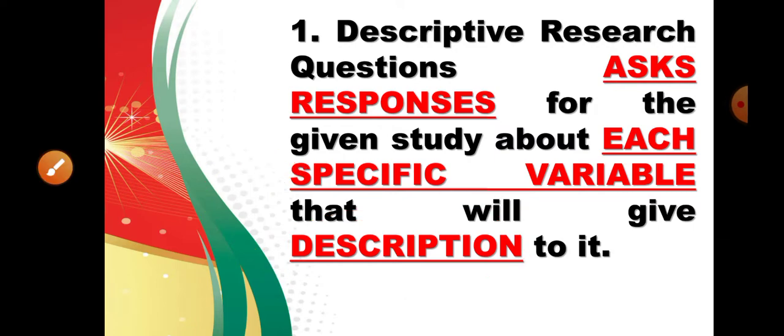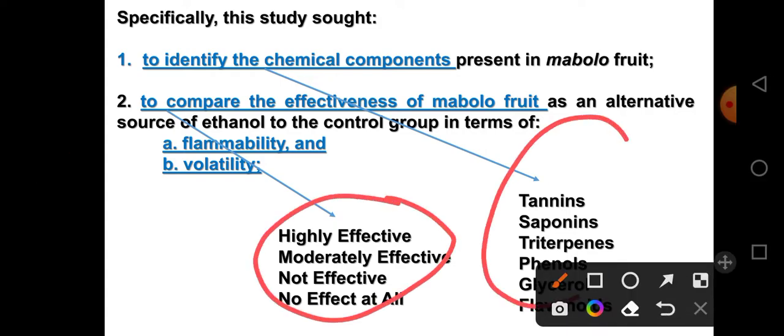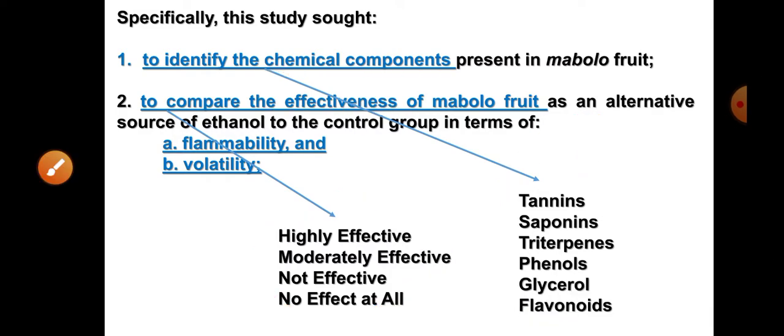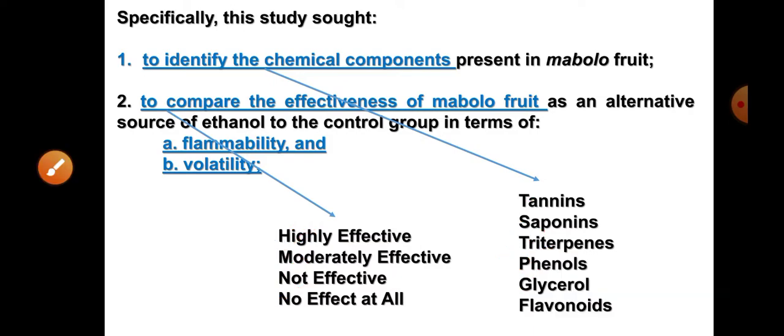So let us try to analyze further. Now we have here the descriptions for the variables: chemical components and description for the effectiveness. If you were to be asked class, can we give further responses for each description? Can we provide more answers to each description? So let's try to narrow down some possible answers or responses.